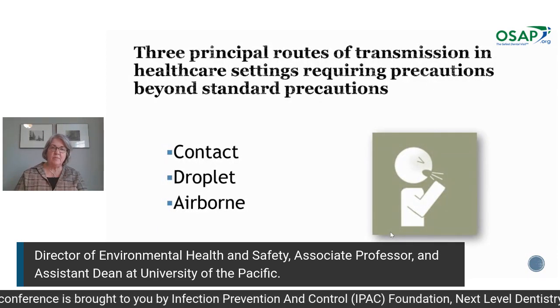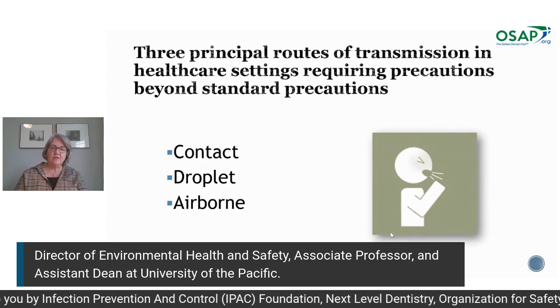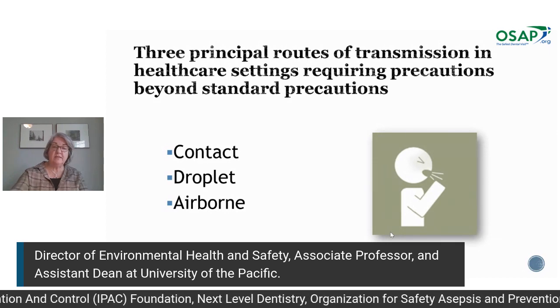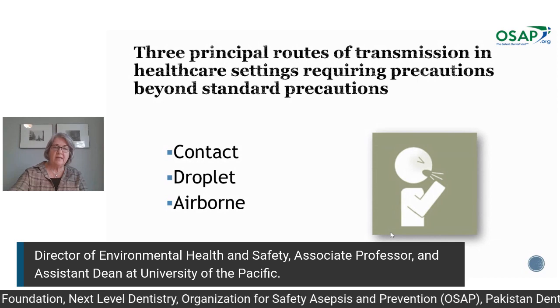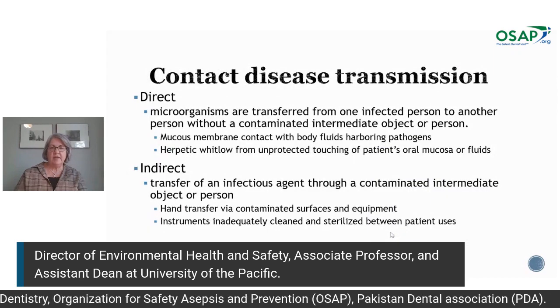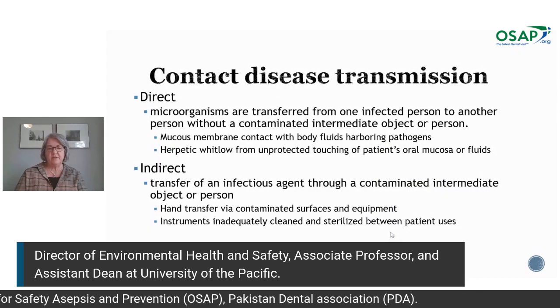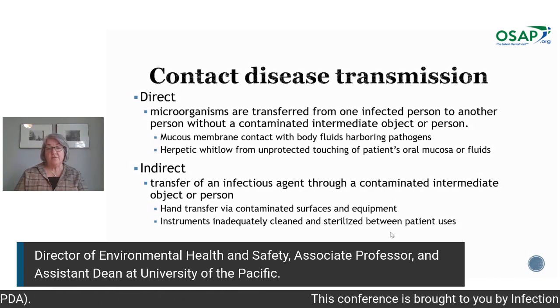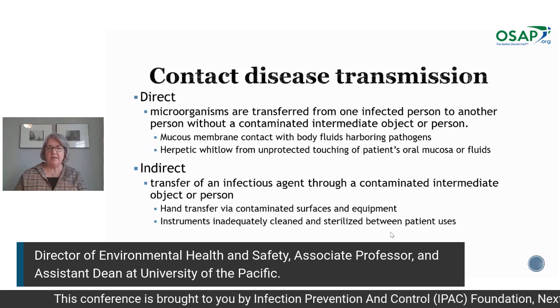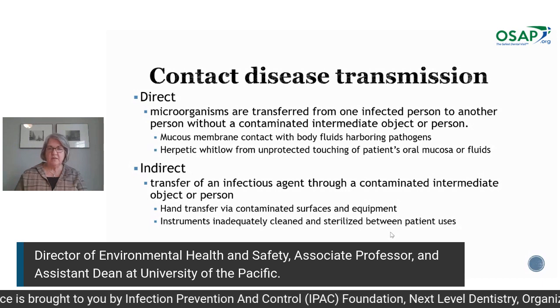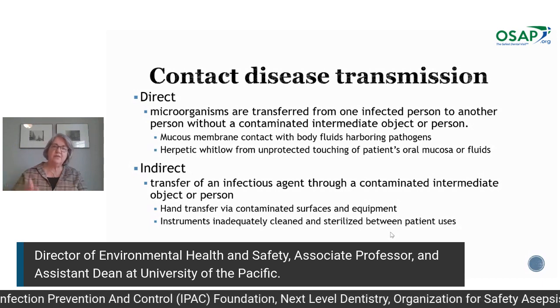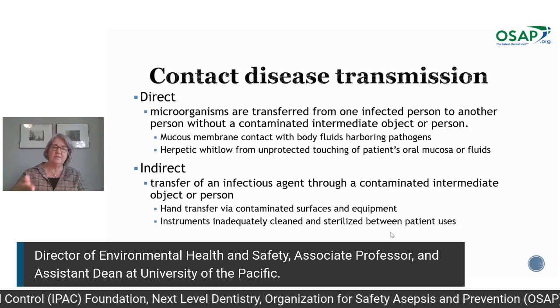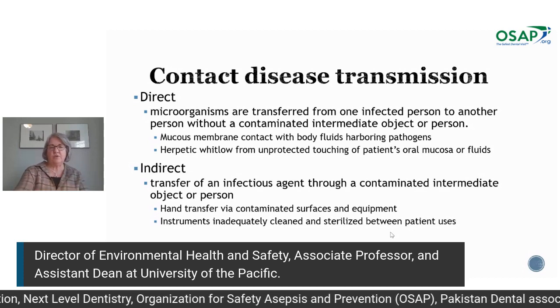So I'd like to spend a couple of minutes going over mainly the droplet and airborne transmission, since contact doesn't really apply in the context of COVID-19, but just so that you understand, I've included it here where direct contact would be where microorganisms are transferred from one infected person to another without a contaminated intermediate object or person. So it's me transferring a disease through contact directly to another person.